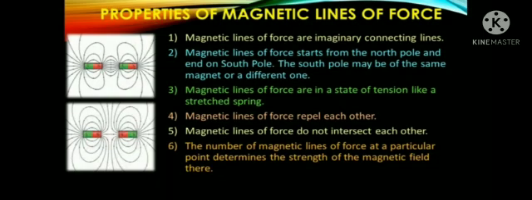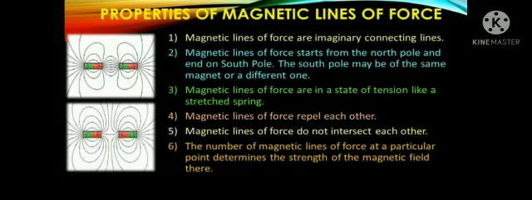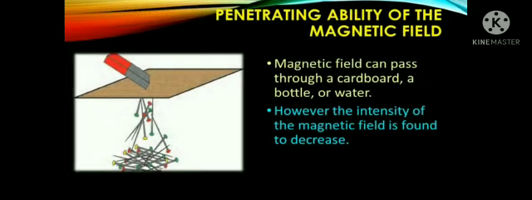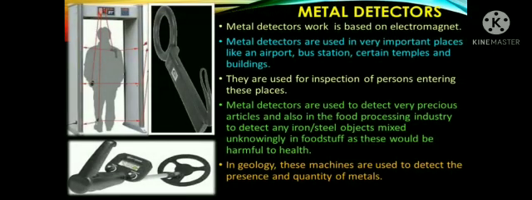Magnetic lines of force repel each other. Magnetic lines of force do not intersect each other. The number of magnetic lines of force at a particular point determines the strength of the magnetic field. Penetrating ability of the magnetic field. Magnetic field can pass through a cardboard, a bottle, or water. However, the intensity of the magnetic field is found to decrease.